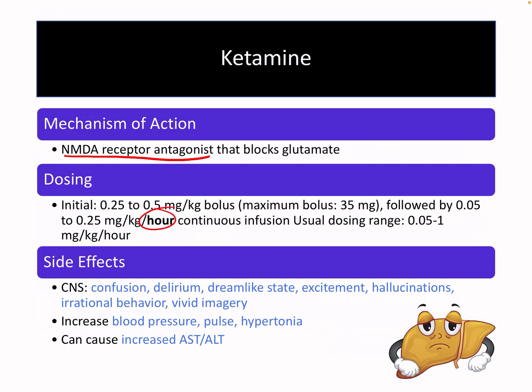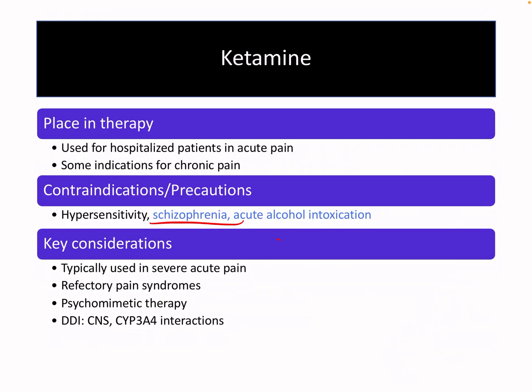The biggest side effect to keep in mind, so ketamine is a street drug, and it's a psychomimetic drug. Thus, it can make you feel a little crazy. So for that reason, it can cause confusion, delirium, irrational behavior, and vivid imagery. It shouldn't be used in patients that have schizophrenia or acute alcohol intoxication for that reason.